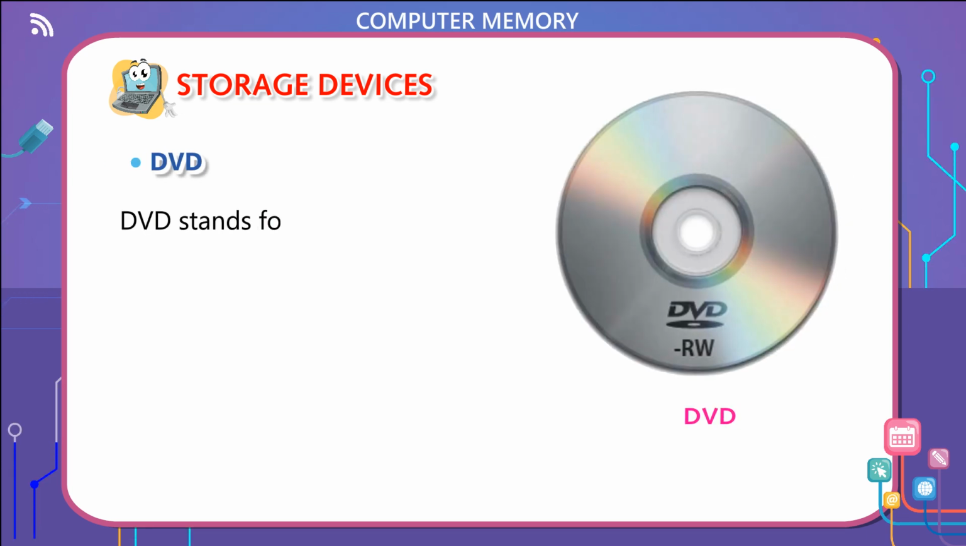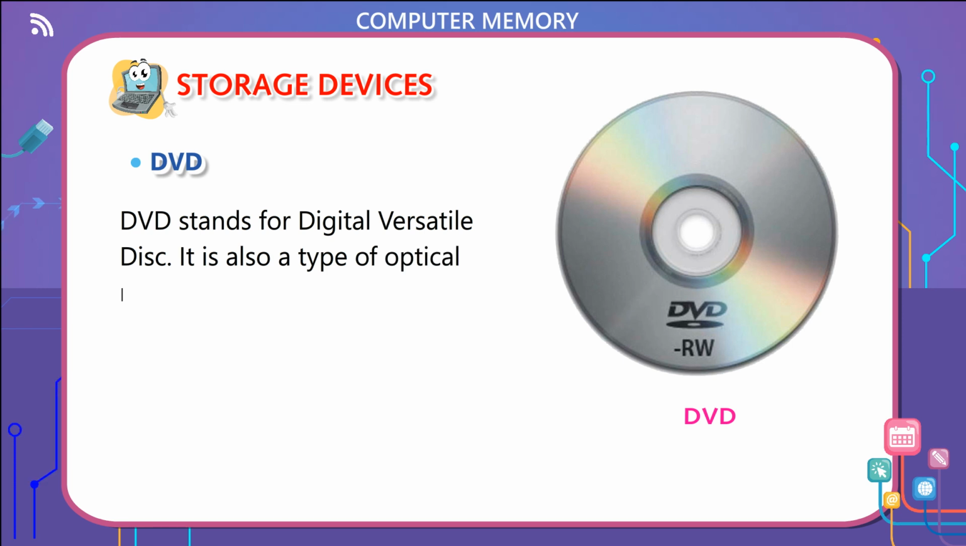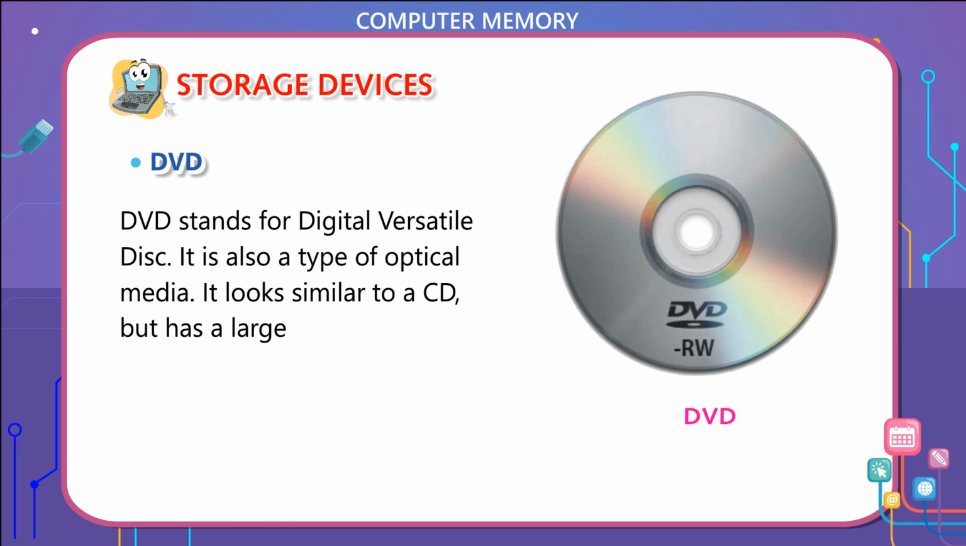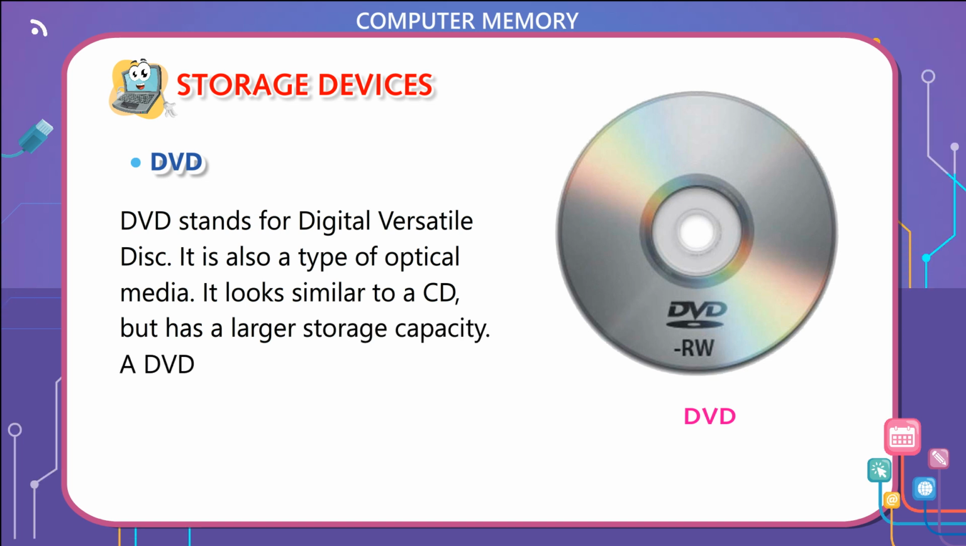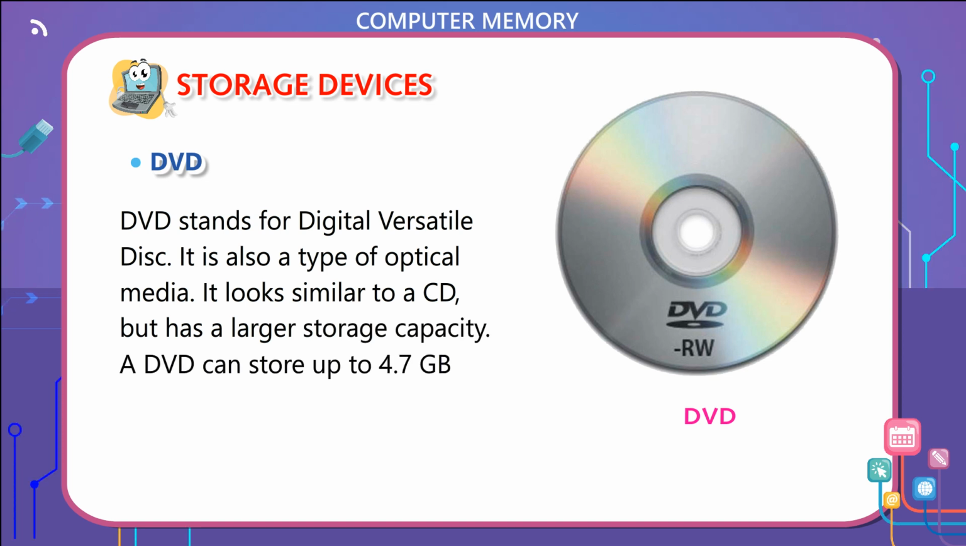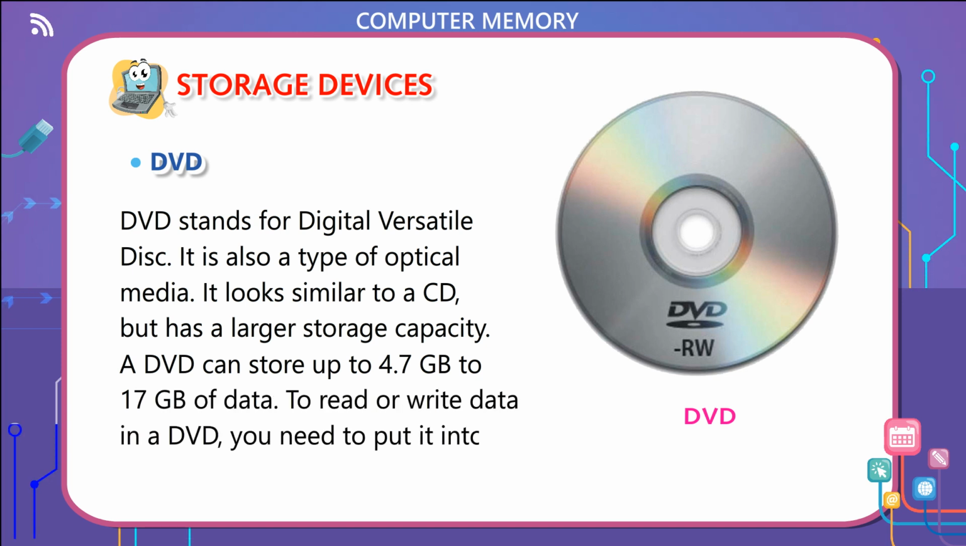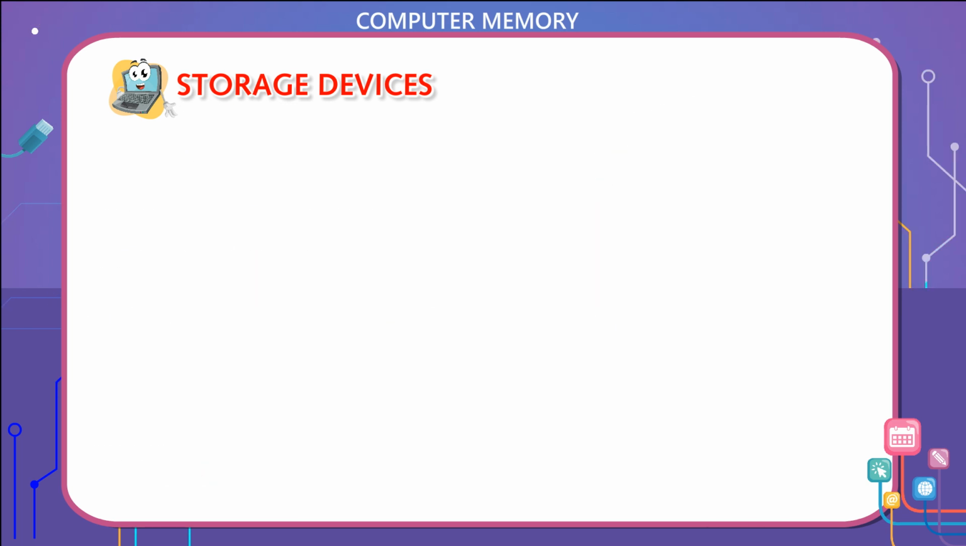DVD. DVD stands for Digital Versatile Disc. It is also a type of optical media. It looks similar to a CD but has a larger storage capacity. A DVD can store up to 4.7 GB to 17 GB of data. To read or write data in a DVD, you need to put it into a DVD drive.